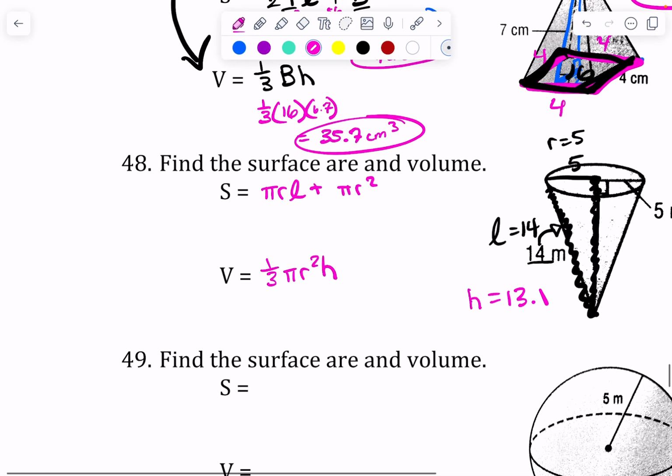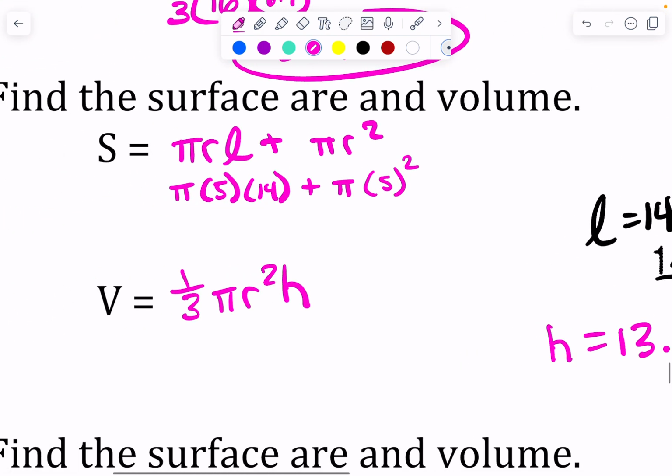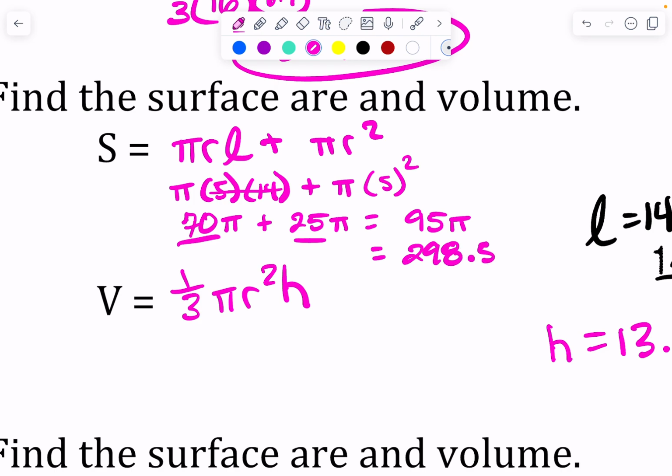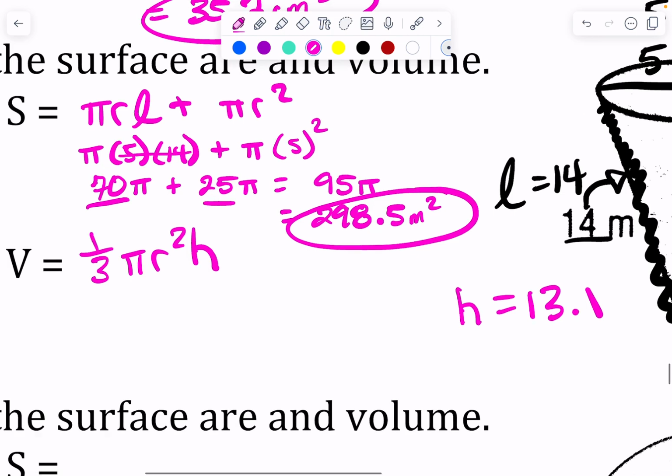Okay, now I'm going to plop into some of my formulas. So pi times 5 times 14, the slant height, plus pi times 5 squared. 5 times 14 is 70, so this would be 70 pi plus 25 pi, which is 95 pi, because 70 and 25 added together are that. Or you can just type the whole thing in, but I would rather just type in 95 pi and do the rest in my head. 298.5 is what it will round to, and that is in meters squared.